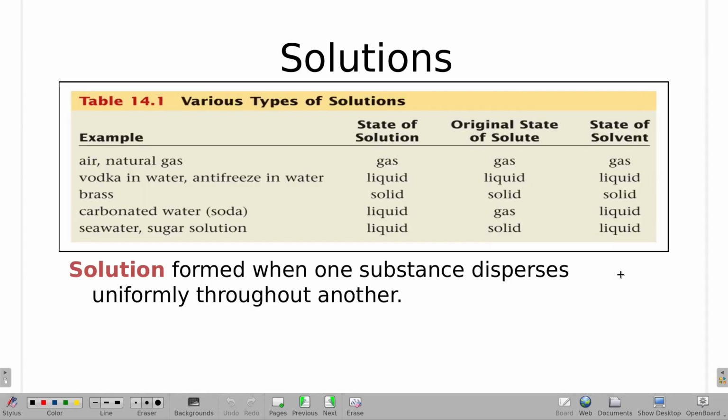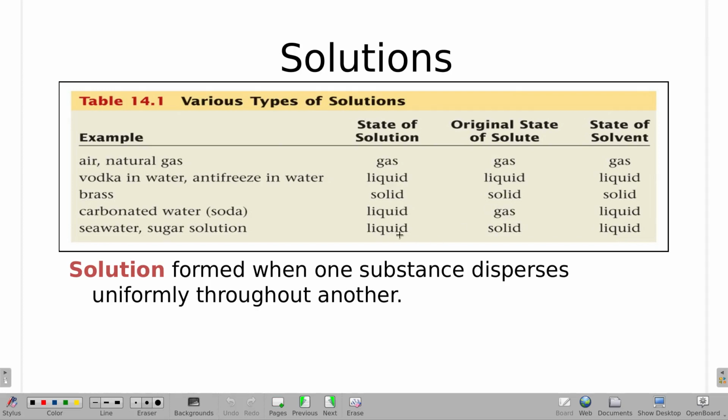Alright, other solutions that don't necessarily involve water. We have the air around us is a solution. It's a solution mostly of nitrogen and oxygen, but it could be considered a solution. Carbonated soda is a solution. It's just carbon dioxide dissolved into our liquid.